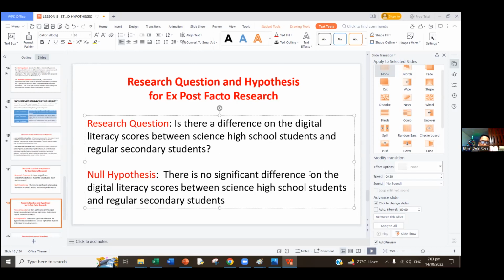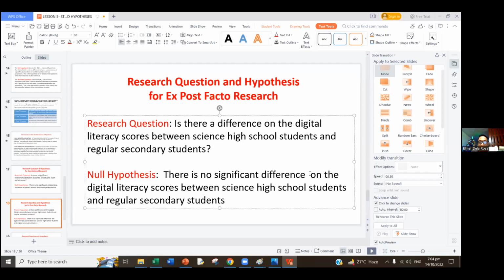Ang null hypothesis natin, there is no significant difference on the digital literacy. In other words, pag binigyan ko daw sila ng test, parehas lang ang kanilang makukuha. Mean science high school is equal to mean regular secondary students.